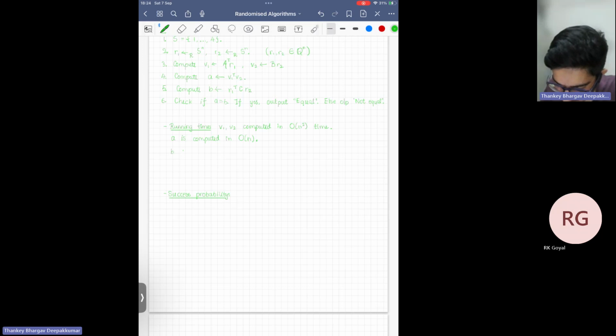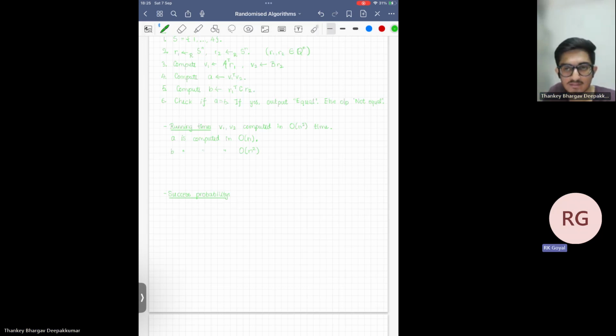Okay, and what about B? So for B, this is a vector, multiplied by this thing and with another vector. So this will cost of the order of n square. Because what you can do is first multiply C with R2 in order n square time, and then C R2 is just a vector. That vector you can multiply with R1 in order n time. And A equals B just takes order one time. They are numbers. So the running time is order n square, right?